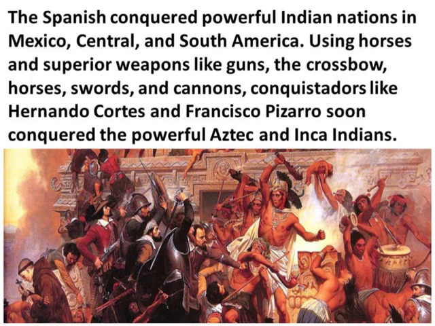The Spanish conquered powerful Indian nations in Mexico, Central and South America. Using horses and superior weapons like guns, the crossbow, swords, and cannons, conquistadors like Hernando Cortes and Francisco Pizarro soon conquered the powerful Aztec and Inca Indians. Now, if you look at this picture, you see how the Spanish are armed and the weapons that they have, and then you compare that to the Aztecs, and you can see their weaponry was nowhere near as powerful as the Spaniards, which ended up causing them to lose when they fought the Spaniards.